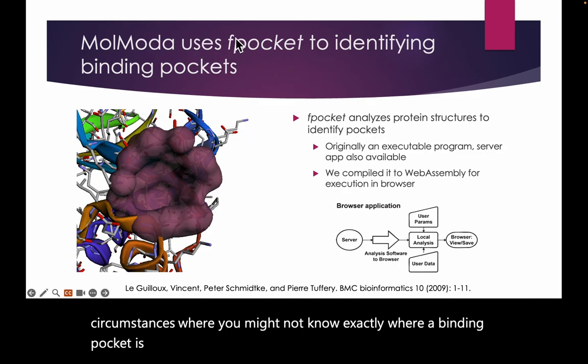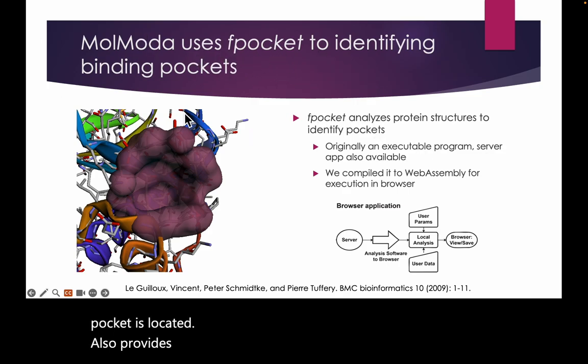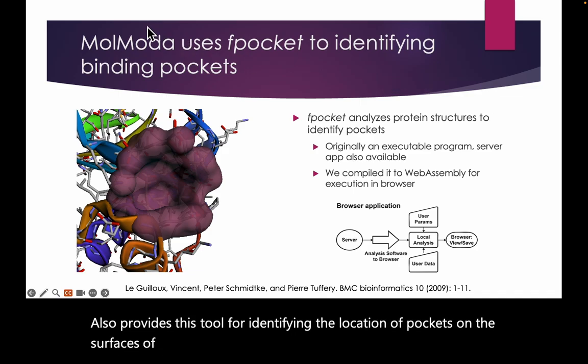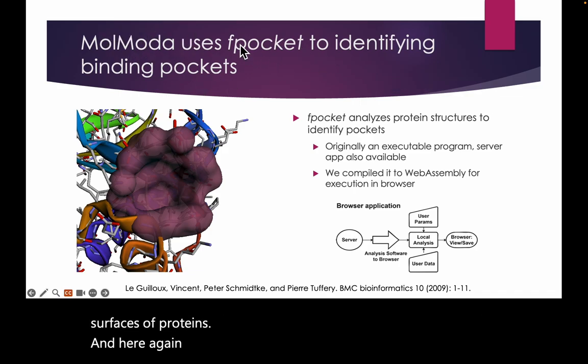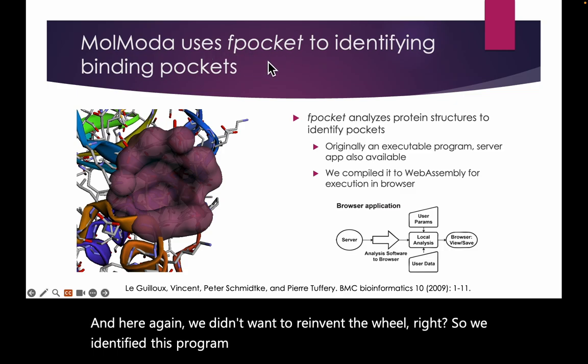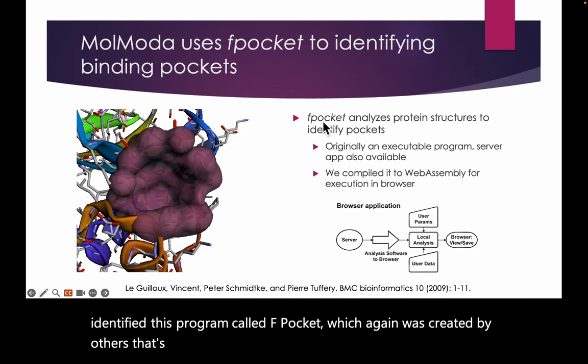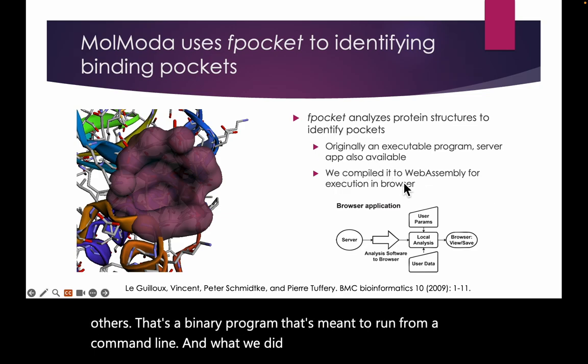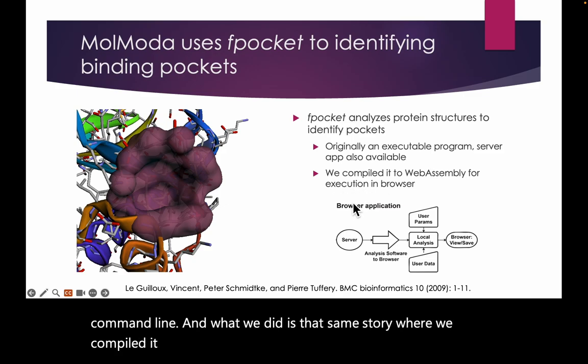And so MolModa also provides this tool for identifying the location of pockets on the surfaces of proteins. And here again, we didn't want to reinvent the wheel, right? So we identified this program called FPocket, which again was created by others. That's a binary program that's meant to run from a command line. And what we did is, same story, we compiled it to WebAssembly so that we could use it there in the MolModa environment.